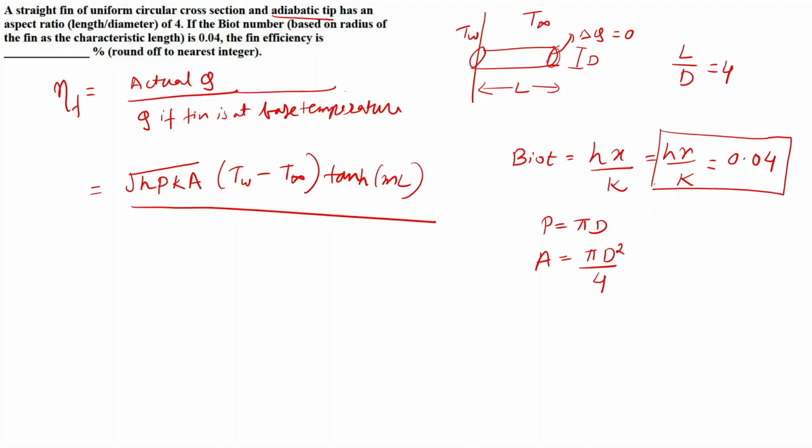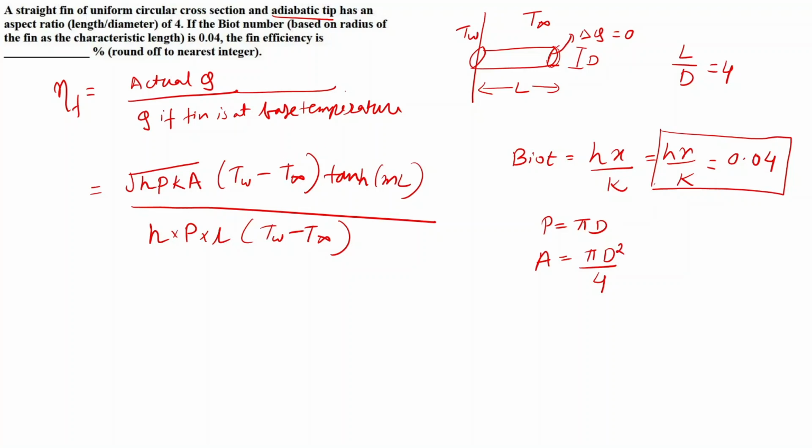Now the heat Q if the fin is at base temperature. For the idealistic case, it will be basically H A delta T, and the heat transfer area would be 2 pi R L, which is basically the perimeter into length. So I can write it as H into P into L, then my temperature difference Tw minus T infinity. So this is my fin efficiency.